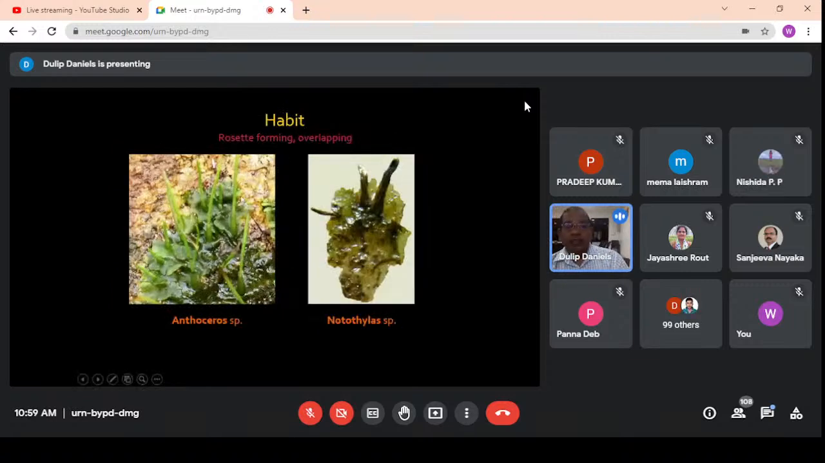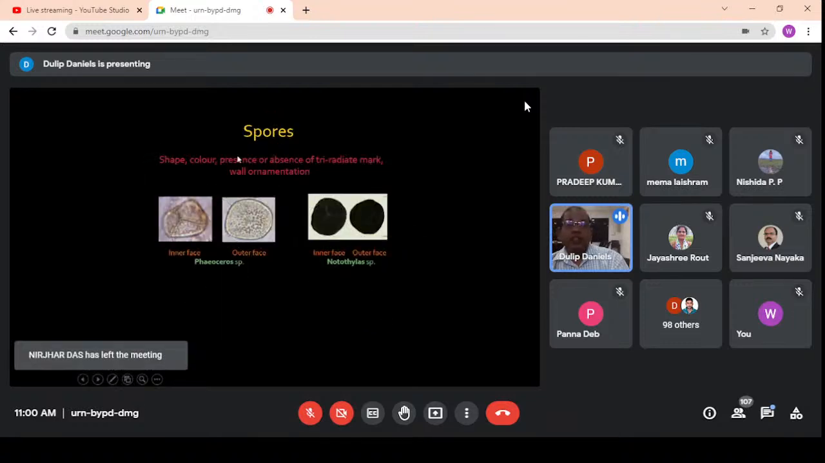Now, even there's Notothylas. You could see the difference, the arrangement of the sporogonia, the height, the length. This is Anthoceros. Coming to the spores, there are Phaeoceros spores. You could see the inner face, the outer face. There are the Notothylas spores.